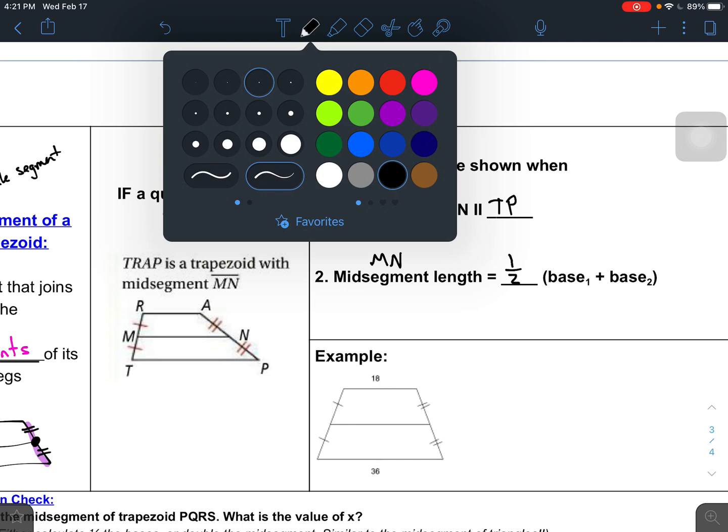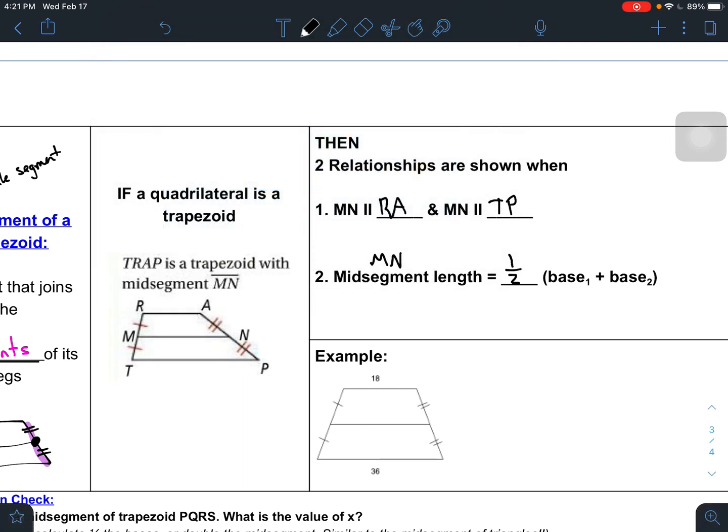Now I find it very helpful, instead of writing it like this, instead of saying the mid-segment is equal to half the sum of the two bases, I sometimes write it like this. Instead of taking half of the right side, I'll double the mid-segment.